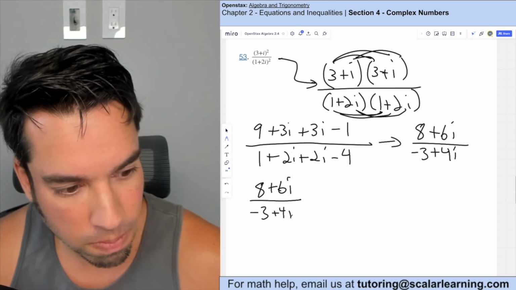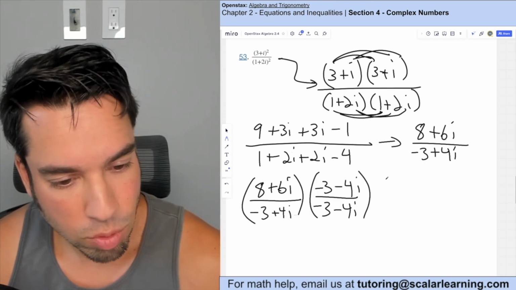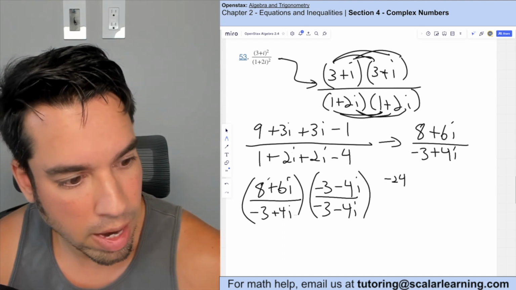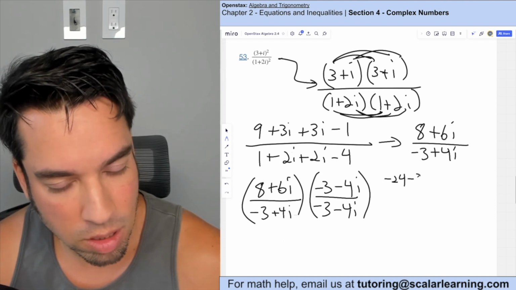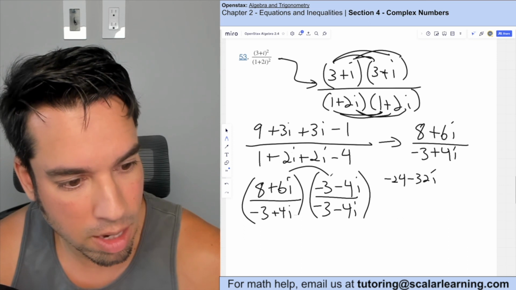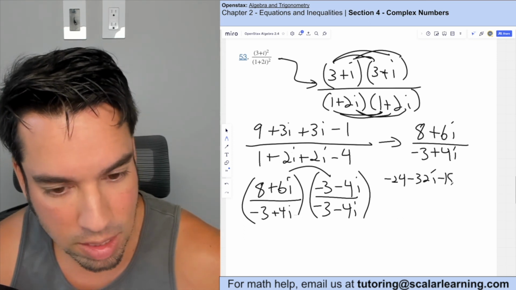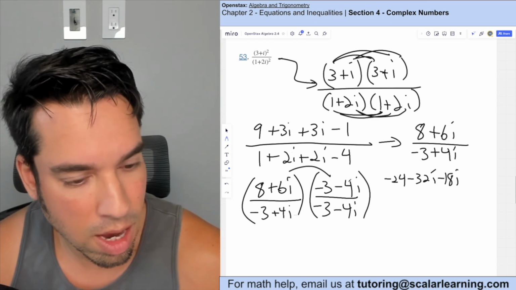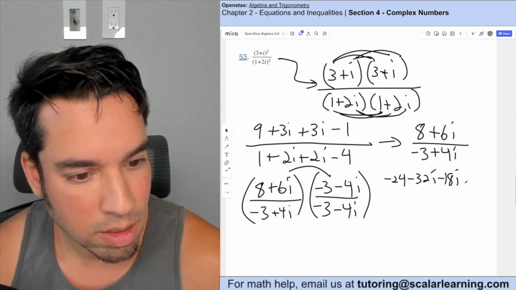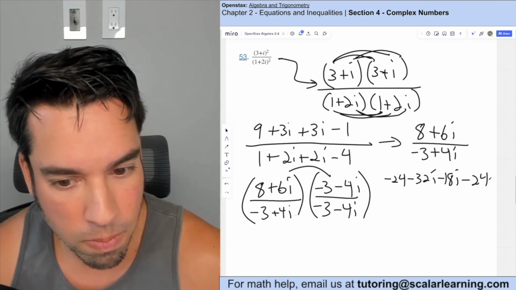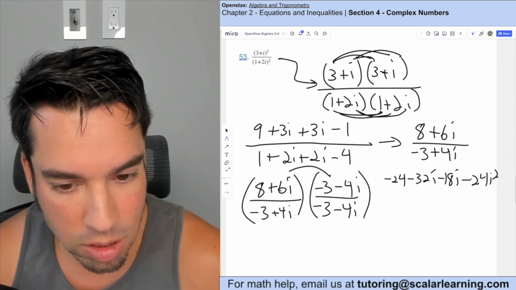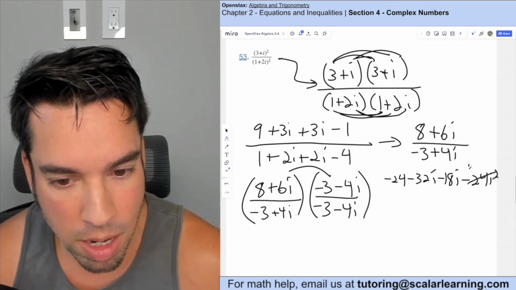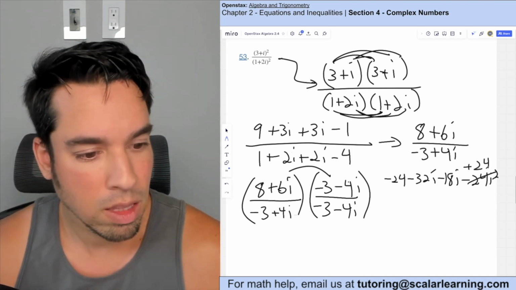So check this out. So on top, we're going to get 8 times -3, which is -24. 8 times -4i, which is -32i. 6i times -3, which is -18i. And then 6i times -4i is -24i squared, which again is just -24 times -1, which is +24.